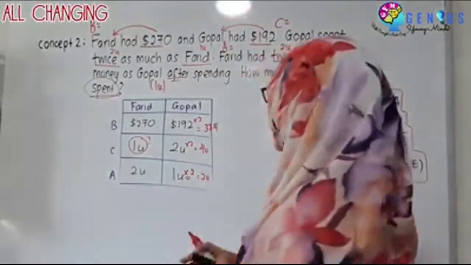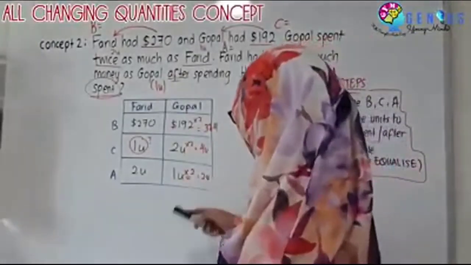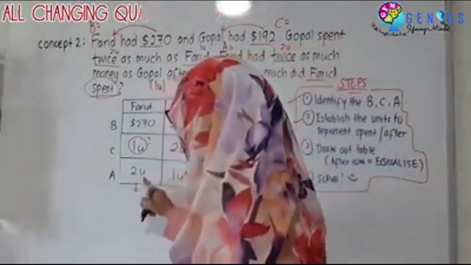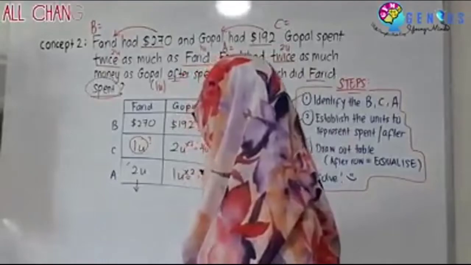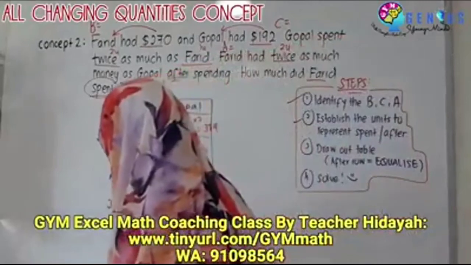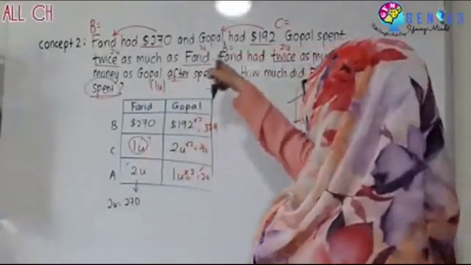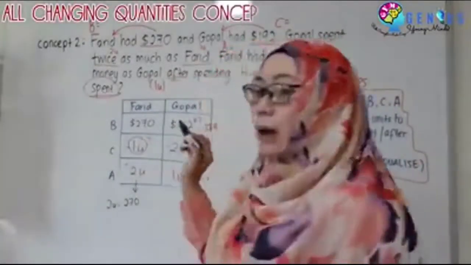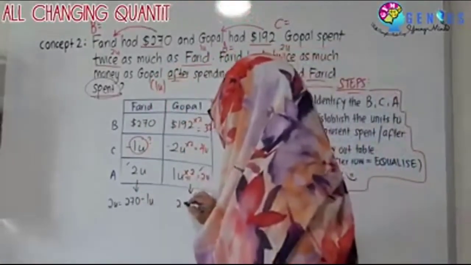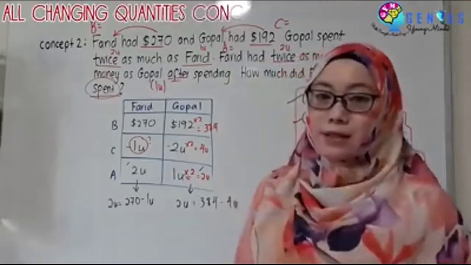Okay, so are we done with the question? We are not done yet. Okay, so we have to find out, alright, per column. Alright, we go and look at the row that's equalized, is the after row. Okay, so we ask ourselves to get these 2 units, and these 2 units, what happened for Gopal and what happened for Farid? Okay, so in this case, the 2 units is equal to 270 minus, he spent, right? So when it's spent, it's minus. Here is also minus, okay? So minus 1 unit. And then for Gopal, to get the 2 units, it's equal to 384 minus 4 units.